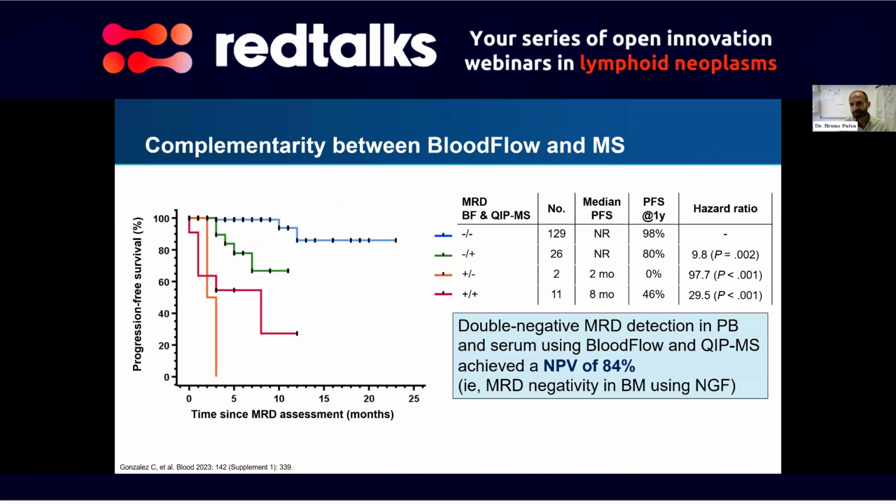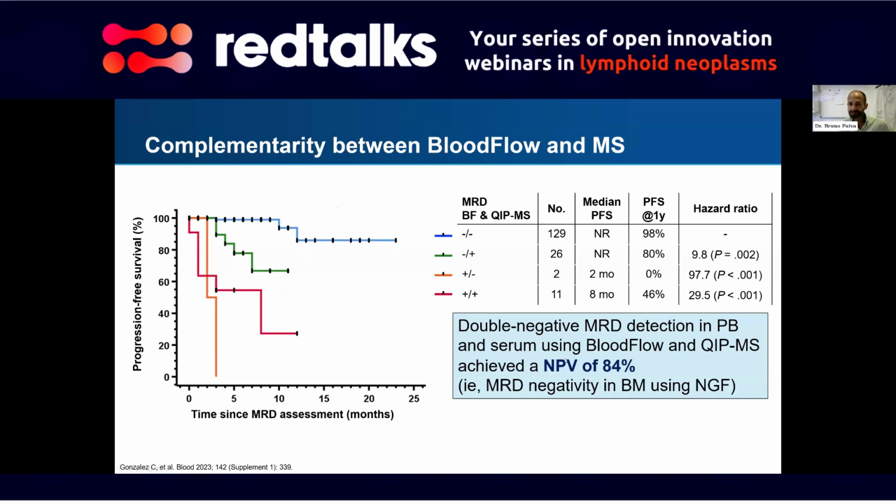And in this preliminary analysis of a larger project we have now ongoing, you can see in the slide that by combining blood flow with mass spectrometry, we can stratify patient risk according to PRD assessment. Double negative has very favorable, promising outcomes. And if there is PRD detected either by one or the other method or the two methods, then the risk of progression is significantly higher.